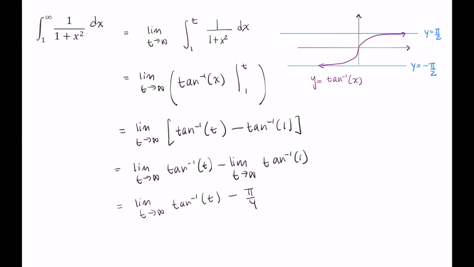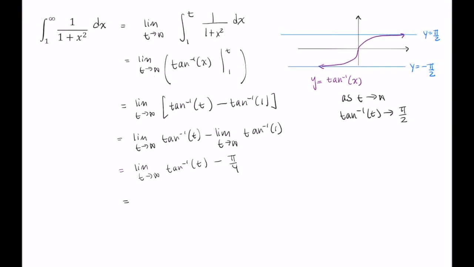So we can see here that as t approaches infinity, tangent inverse of t, well, what does it approach? As we go out on the x-axis forever, it gets closer and closer to pi over 2. So tangent inverse of t approaches pi over 2. All right, well, this means this entire limit is pi over 2 minus pi over 4, which simplifies to just pi over 4. Since this limit evaluates to a finite value, we know that this integral is convergent. I hope this video has been helpful.